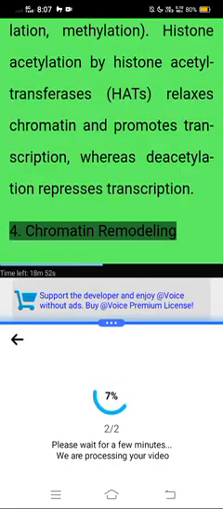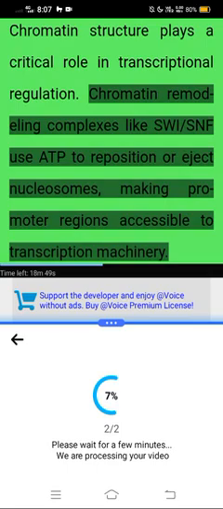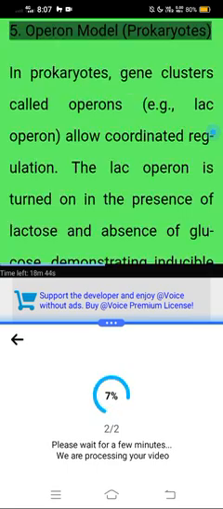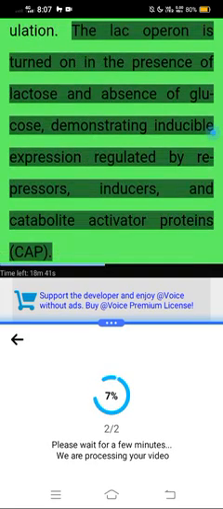4. Chromatin remodeling. Chromatin structure plays a critical role in transcription regulation. Chromatin remodeling complexes like SWI/SNF use ATP to reposition or eject nucleosomes, making promoter regions accessible to transcription machinery. 5. Operon model in prokaryotes. In prokaryotes, gene clusters called operons, e.g., the lac operon, allow coordinated regulation. The lac operon is turned on in the presence of lactose and absence of glucose, demonstrating inducible expression regulated by repressors, inducers, and catabolite activator protein, CAP.